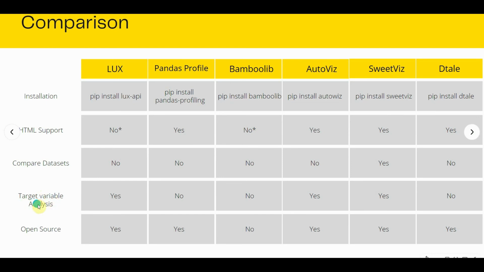Next is target variable analysis. Lux has target variable analysis. What I mean by target variable is whether we can focus on a particular feature, right? We have seen previously that in Lux we used the survived feature as an intent, and we did the focused survived-based analysis. We cannot do that for Pandas profiling and Bamboolib. We can do that in AutoViz and SweetViz, but that is not available in Dtale. When we talk about open source, I would say all of them are open source, but Bamboolib only comes as a trial version for 10 days, and after that you have to pay for it.